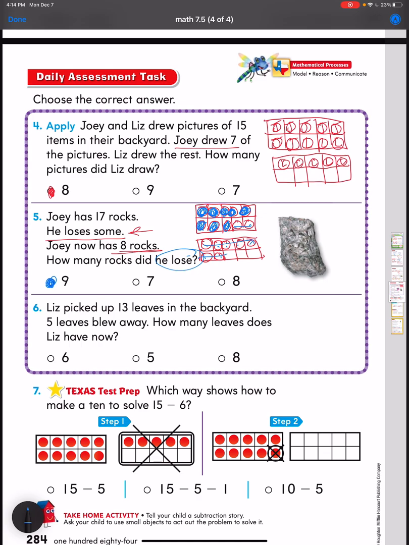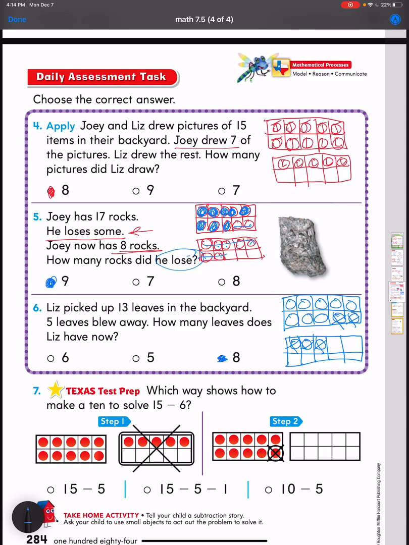Liz picked up 13 leaves in the backyard. 5 leaves blew away. How many leaves does Liz have now? So I can draw a 10 frame, 2 10 frames. Here's, it's kind of a silly looking 10 frame. And I can draw those 13 leaves. I know that's a 10 and 3 ones. And 5 of them blew away. So I can subtract these 3 to get 10 and then 2 more to make 5. What am I left with? Well, I know that 10 minus those 2 is 8. She's left with 8 leaves.